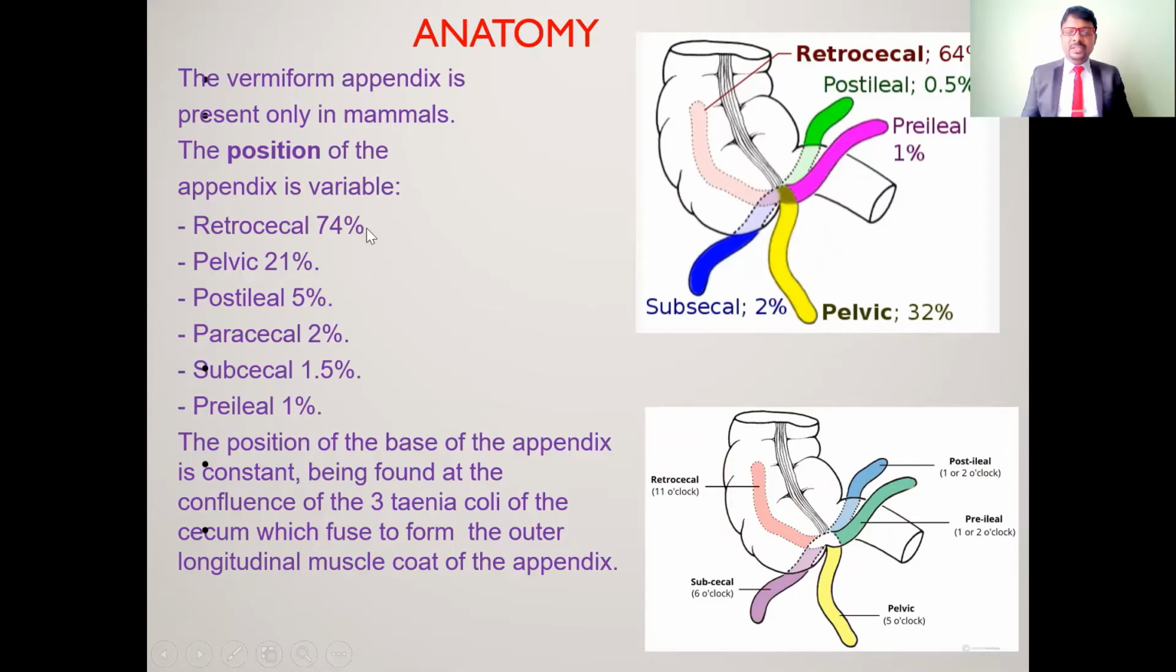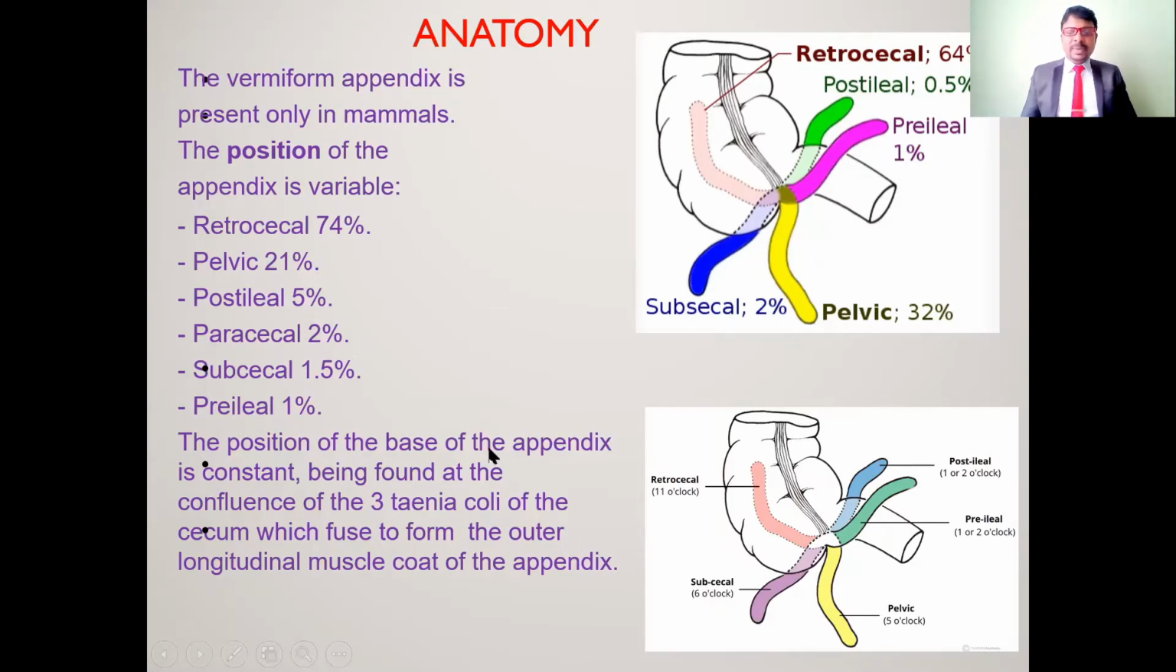The highest percentage of people get the retrocecal position, which is towards the ascending colon. The pelvic region is 21%, post-ileal is 5%, paracecal is 2%, subcecal is 1.5%, and pre-ileal is 1%. So these are the different positions of the appendix.